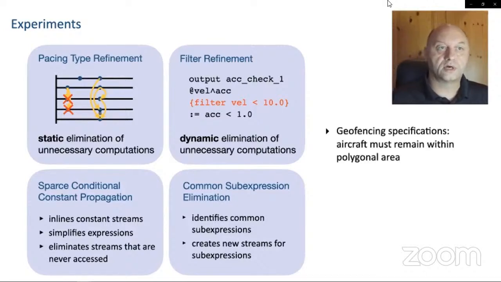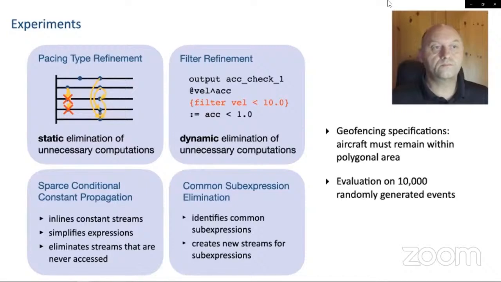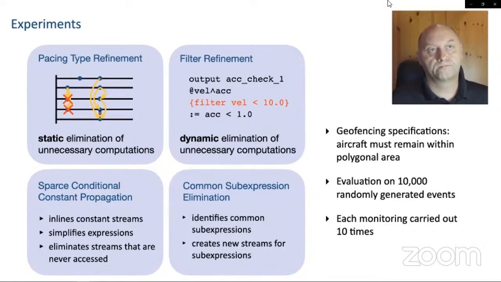The data that I will show you are from geofencing specifications. This is a somewhat more complicated class of specifications than our running example. What we do here is we check that the aircraft stays in an area which is described as a polygon. This is, of course, a very important monitoring task. For example, we're concerned that a drone should not get too close to an airport. We work with randomly generated events, allowing also for random gaps in the data, and each monitoring is carried out multiple times so that we have a bit of statistical data to play with.